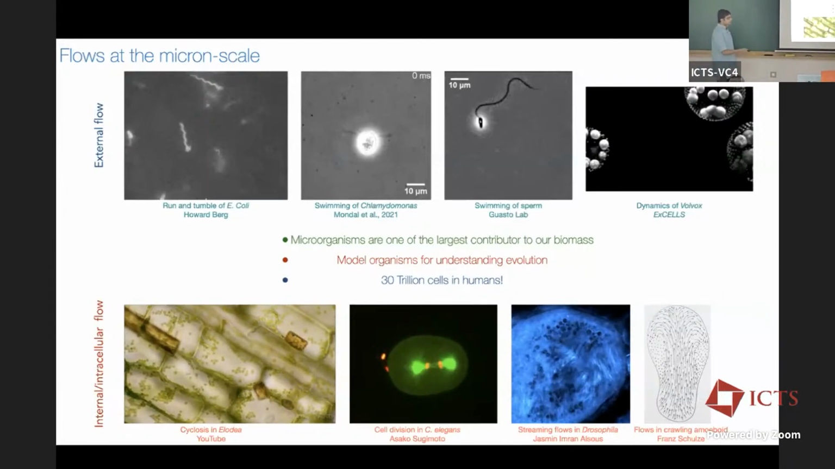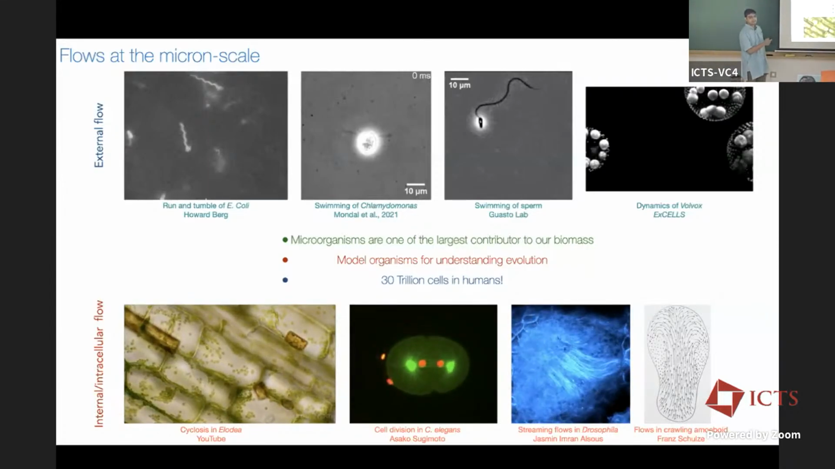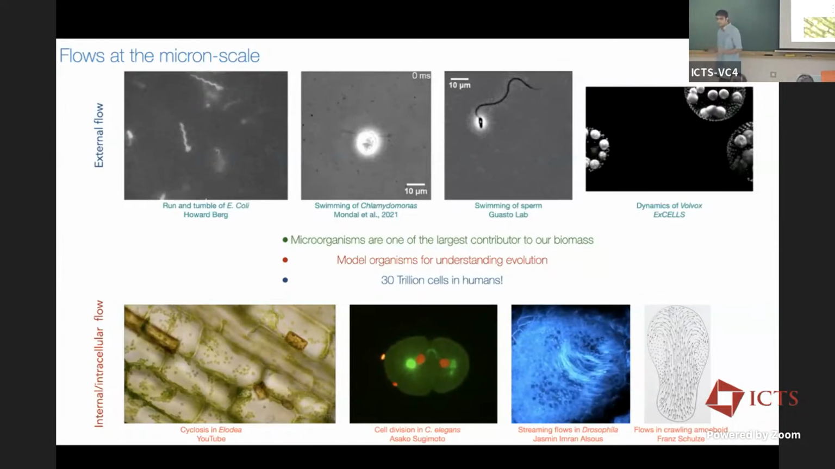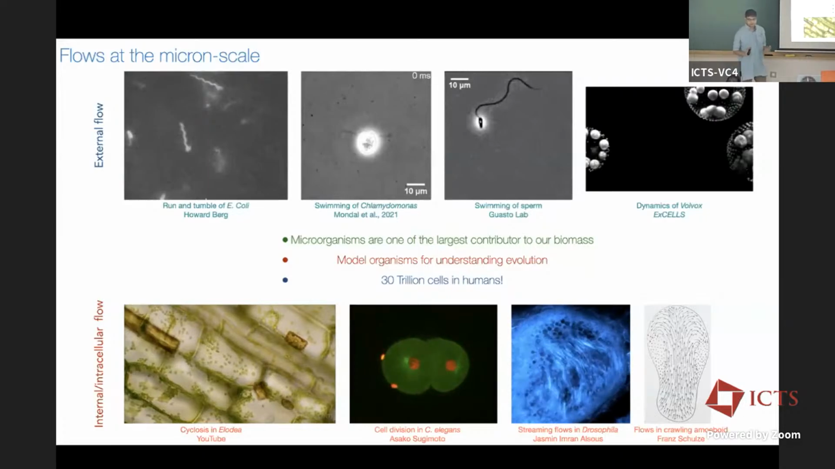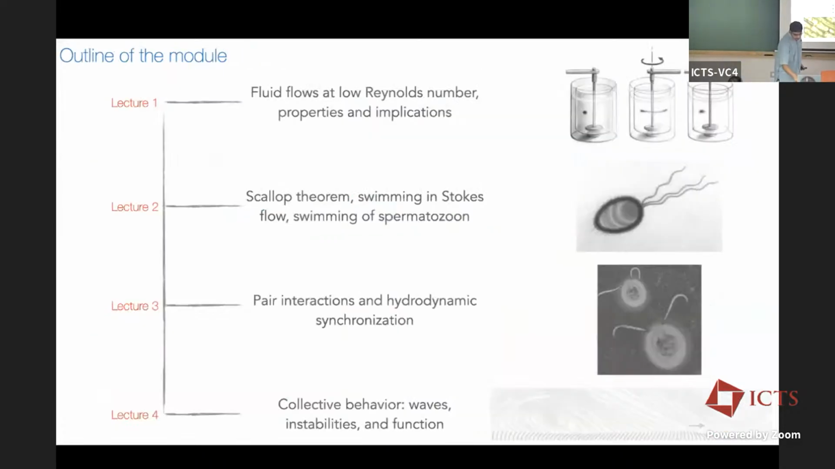So all of these examples take place at the scales of microns. The flows are very slow, oftentimes the fluids are very viscous, and this is the world that I'm going to talk about. Okay. So this is a rough outline of the model. Today I will primarily talk about fluid mechanics, so that we are all on the same page to understand certain specific problems of biophysics.